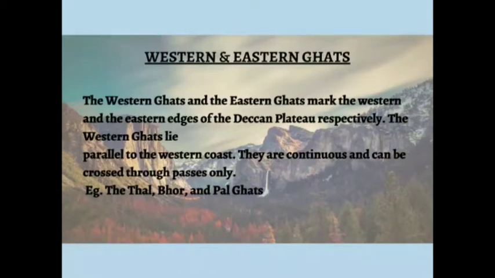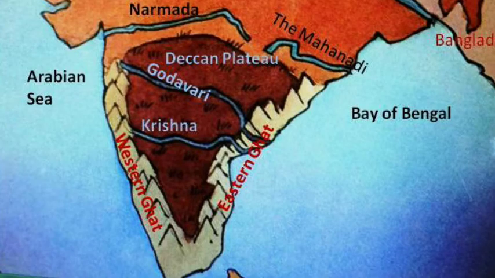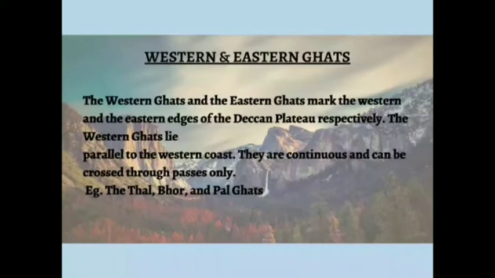Now this Deccan Plateau has two edges, towards the western side and the eastern side. The western edge is called Western Ghats and the eastern edge is called Eastern Ghats. The Western Ghats and Eastern Ghats mark the western and eastern edges of the Deccan Plateau respectively. The Western Ghats lie parallel to the western coastline of India.